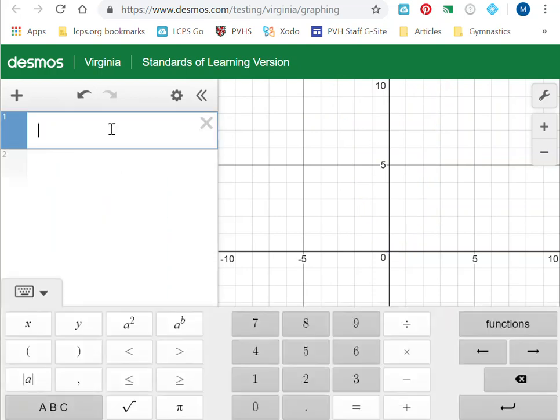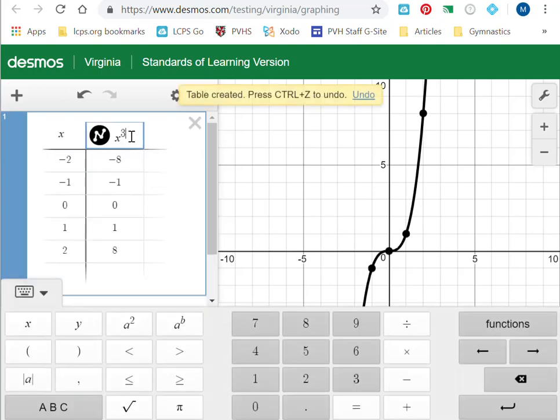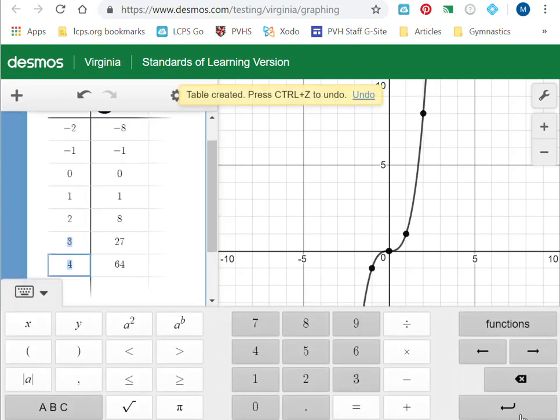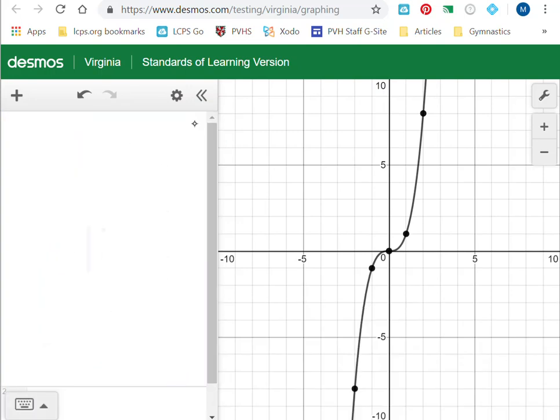I can do the same thing to find my list of perfect cubes. If I type y equals x cubed and change it into a table, and then I can click enter to get some more rows. These are my perfect cubes, 0, 1, 8, 27, 64, 125, 216, and I can keep going.